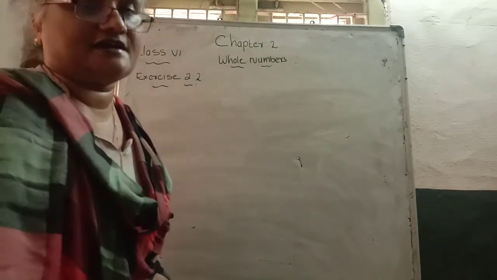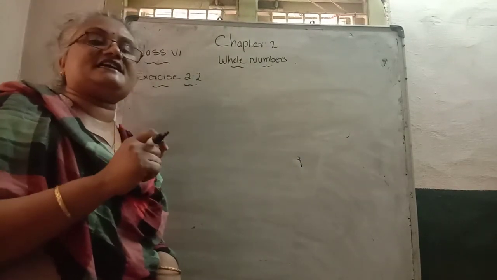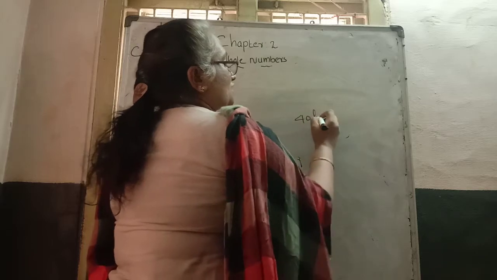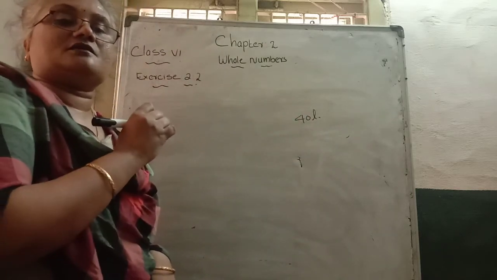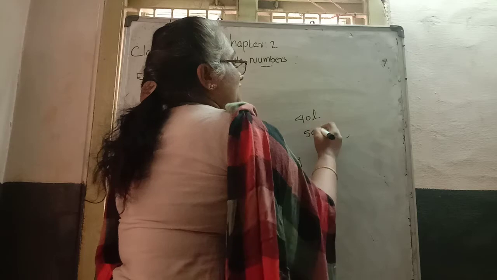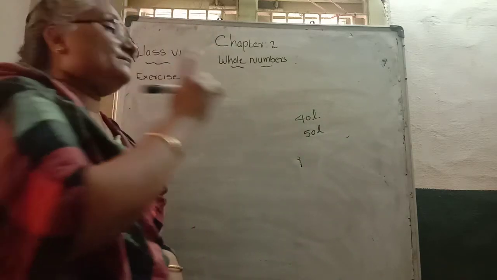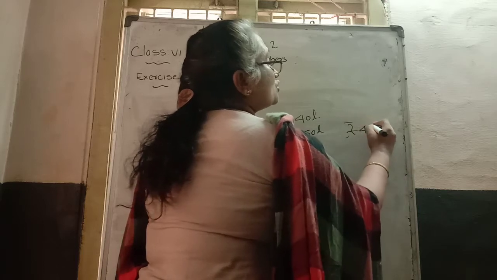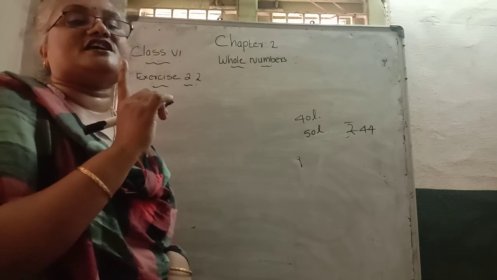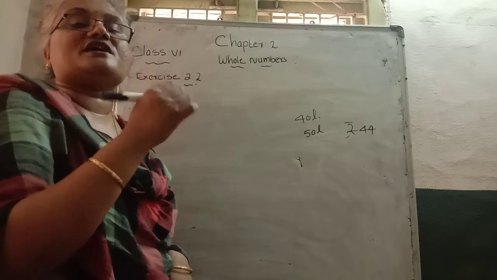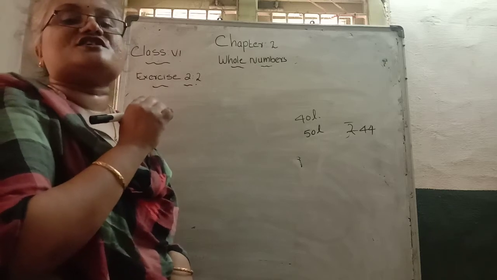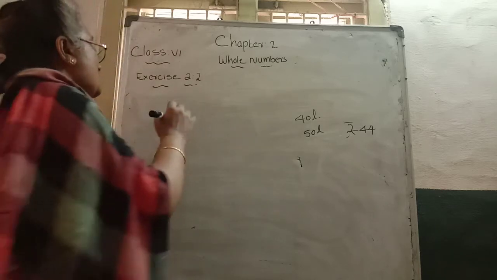He has a car. One day, that means Monday, he fills his car petrol tank with 40 liters of petrol. Then next day, he fills 50 liters of petrol. Then the cost of 1 liter petrol is how much rupees? 44 rupees is the cost of 1 liter petrol. The question is asking how much amount he wants to pay or spend for this total liters of petrol. That is the question.